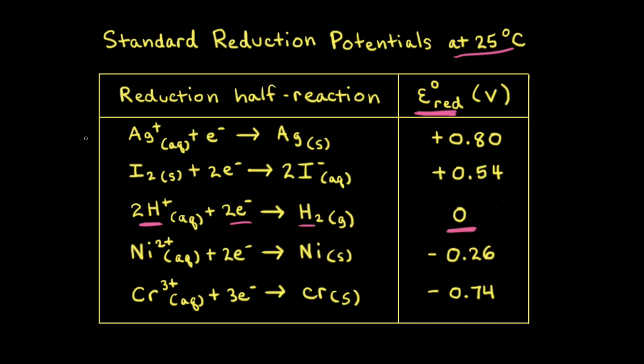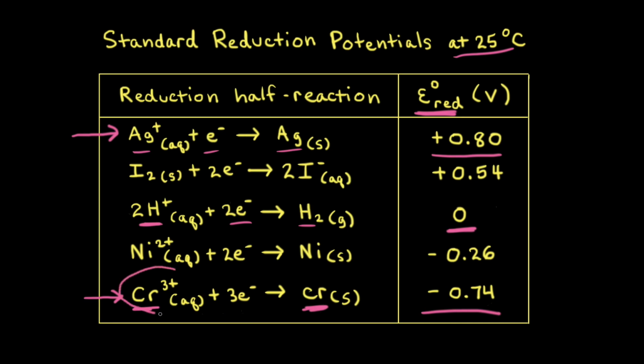For our particular redox reaction, we need to know the reduction potential for the reduction of silver cations to form solid silver. The standard reduction potential for this half reaction is equal to positive 0.80 volts. The other half reaction that we need to know about involves the oxidation of solid chromium to chromium 3+ cations. But since this is a standard reduction potential table, the half reaction is written as a reduction half reaction. The standard reduction potential for this half reaction is negative 0.74 volts.